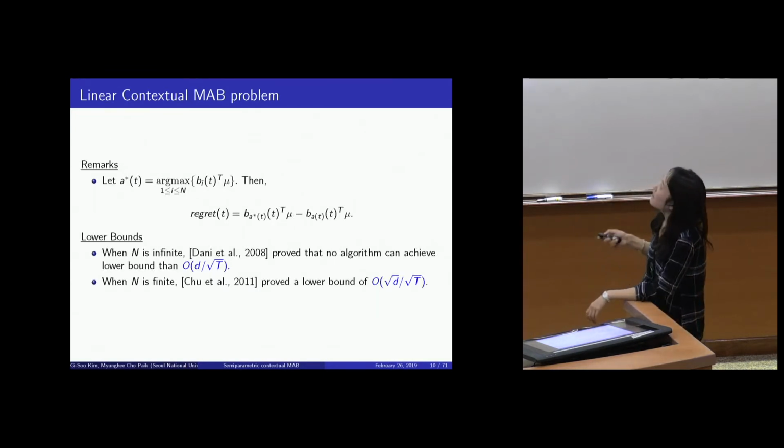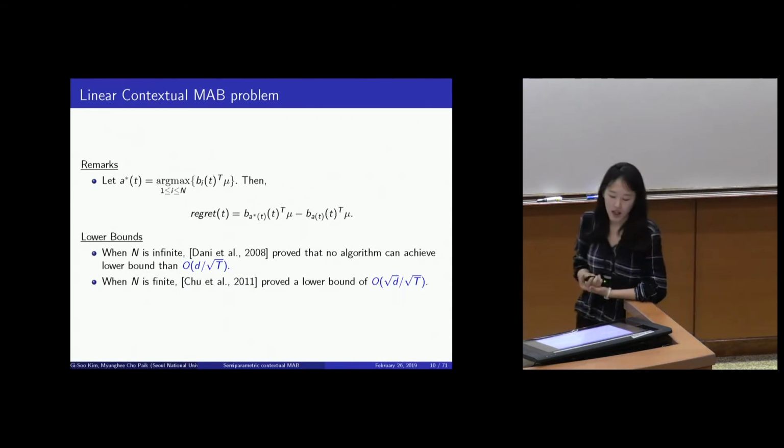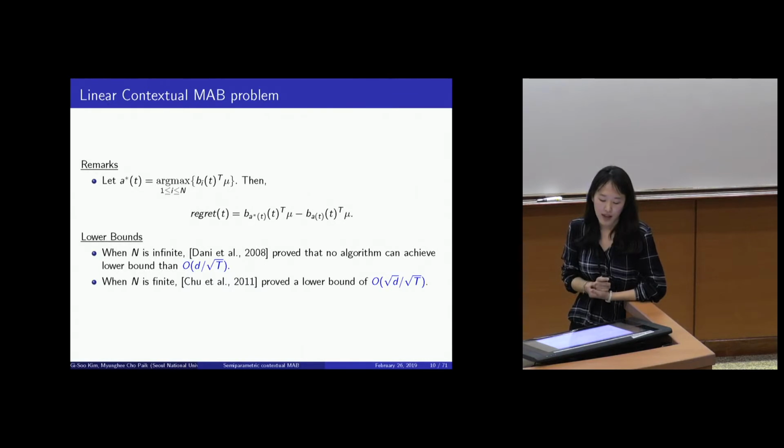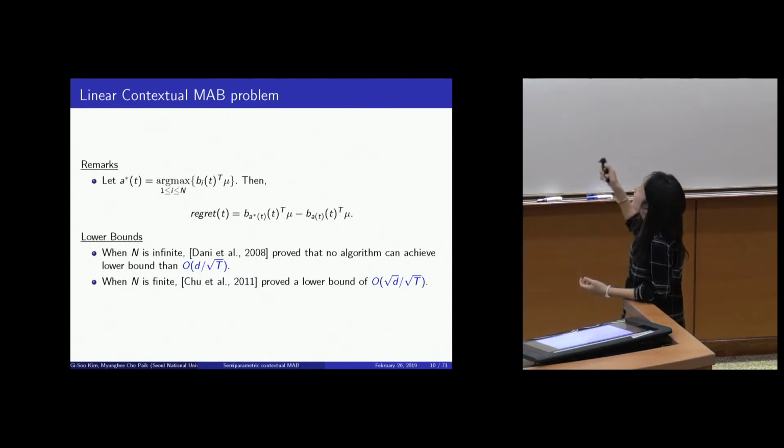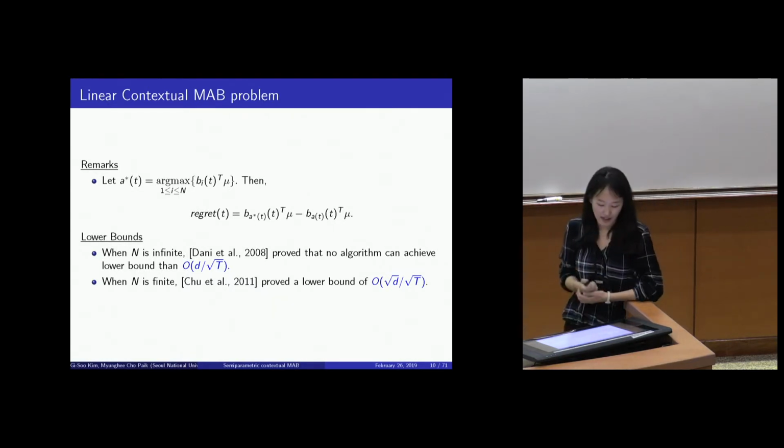So in linear bandits, the optimal arm A star t changes over time. This is the one that maximizes b transpose mu. And the regret at time t is expressed as follows. And for the linear bandit problem, lower bounds have been proven for the average regret.